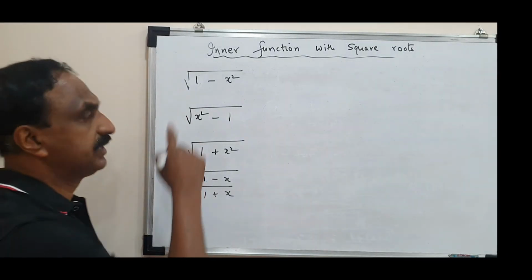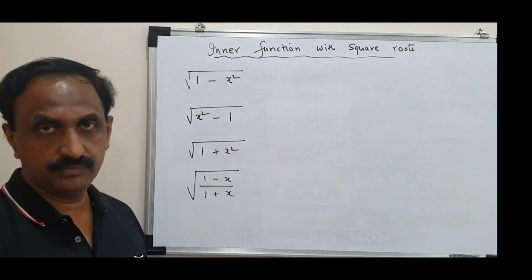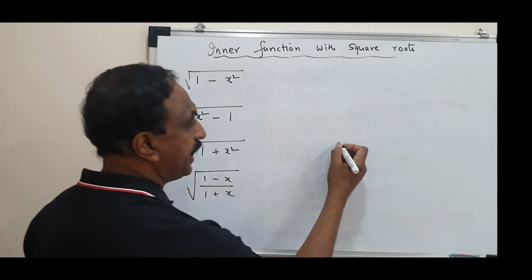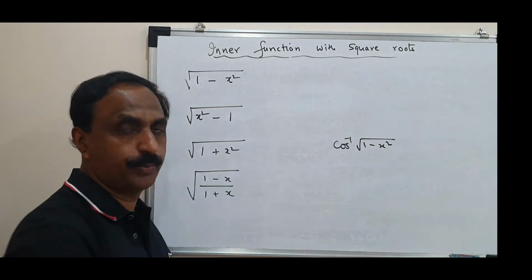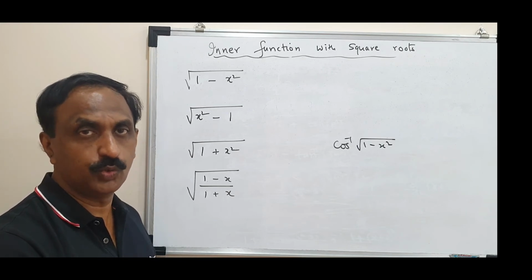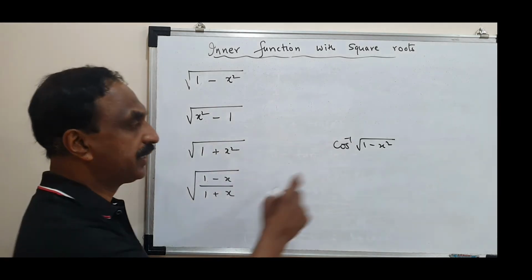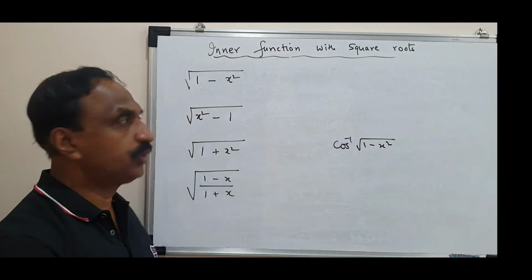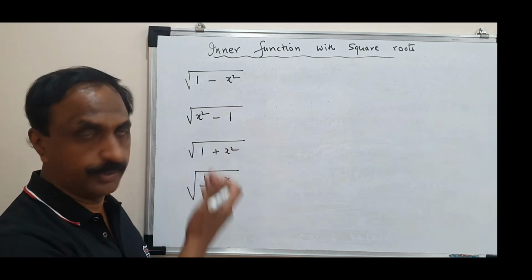Now we are dealing with functions where the inner function has a root in it. For example, let's say cos inverse root 1 minus x squared. Such problems you can directly differentiate, applying the derivative of cos inverse u. Of course, you can do it. But just remember, if there are functions with a square root, how will you remove the square root? This is an option for you. You may directly differentiate or you may use this method.